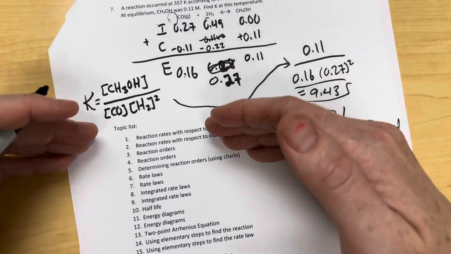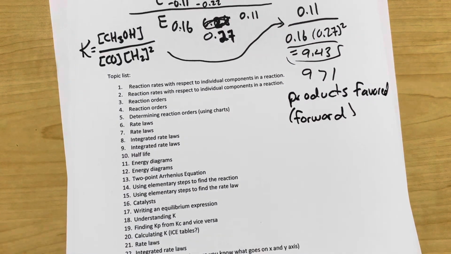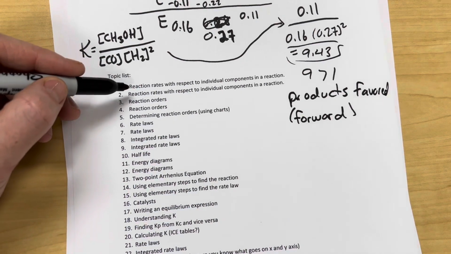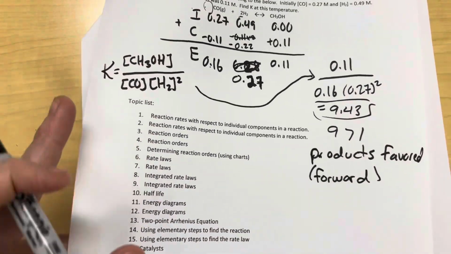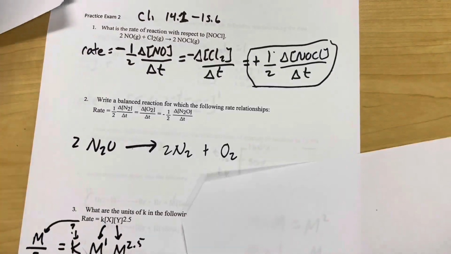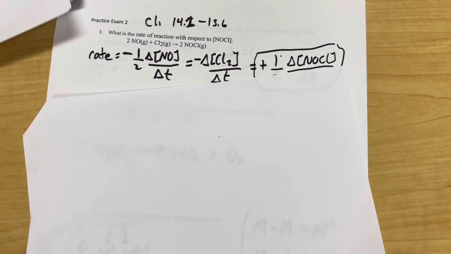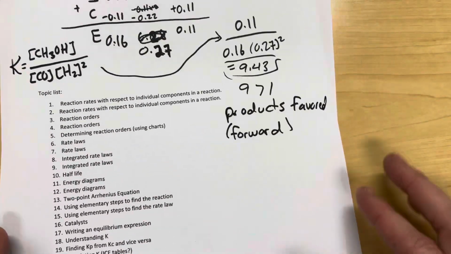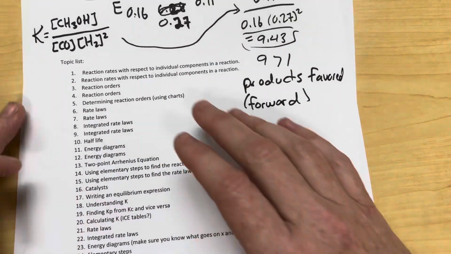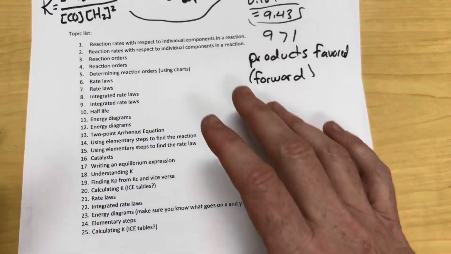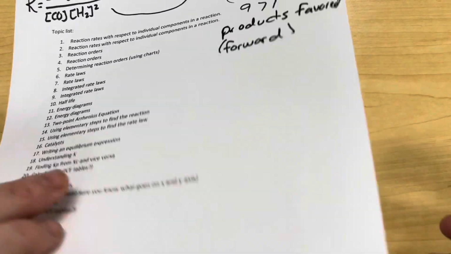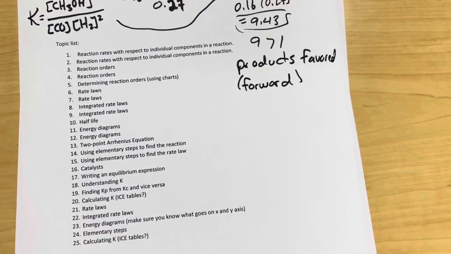Here's your topic list. It goes through each individual thing on each question. In other words, question number 1 is going to be about reaction rates with respect to individual components in a reaction. Much like the first one we did in this thing here. Question number 2, the same, and then on and on. I didn't go through everything. I'm not going to go through everything. We'd be doing 25 different questions, and then you know the answers to your test. But this just gives you a general idea, and I tried to cover multiple things in each of these that I might ask for on a test.